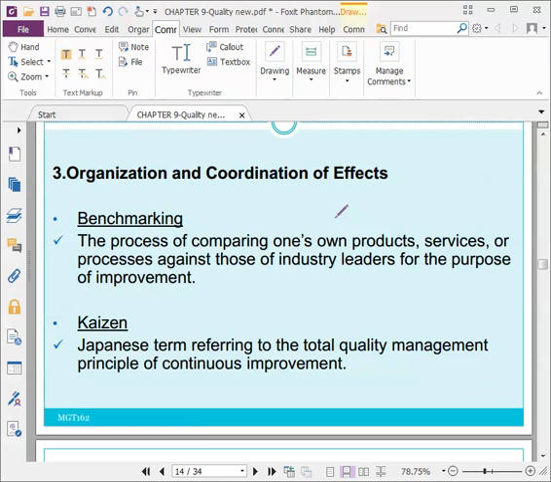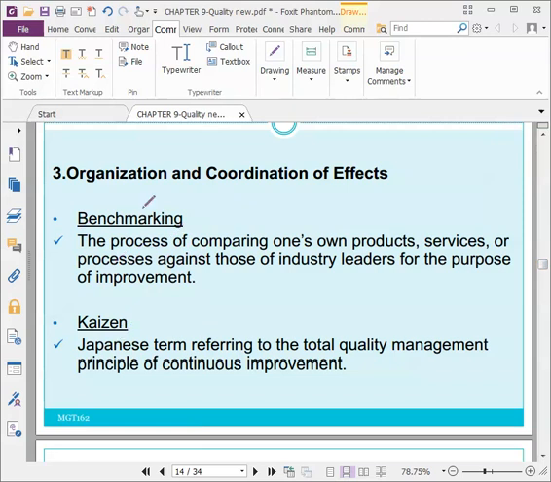Kena bagus. Okay. So salah satu contoh TQM yang berkaitan dengan organization and coordination effect yang selalu every company will use adalah contohnya benchmarking and Kaizen. This is two ways ataupun method ataupun tools in order for the company to organize and coordinate their employees and subordinates towards achieving their goals. Inilah dua contoh yang paling popular, the most popular total quality management yang biasanya mereka akan buat benchmarking dan juga Kaizen.